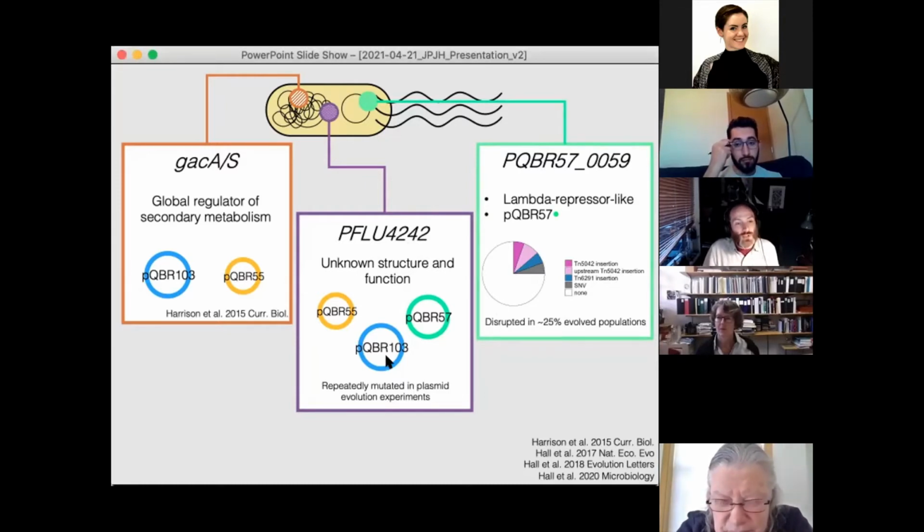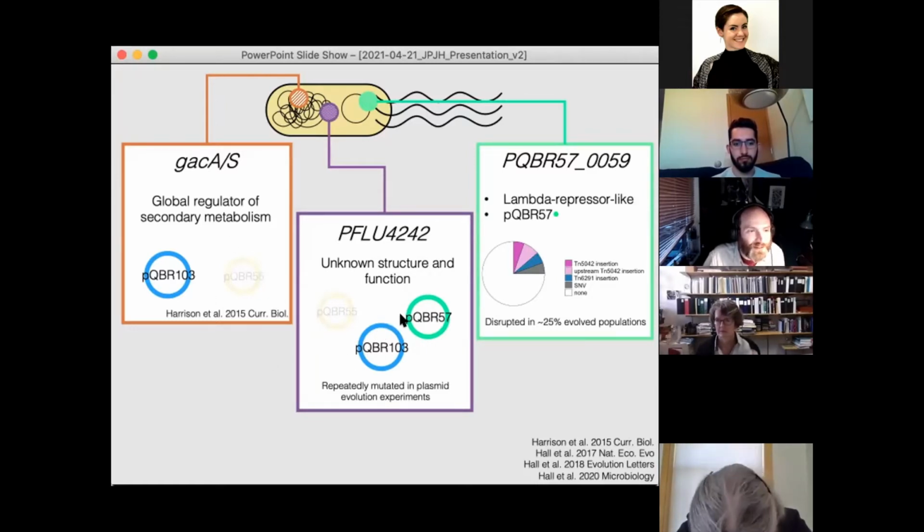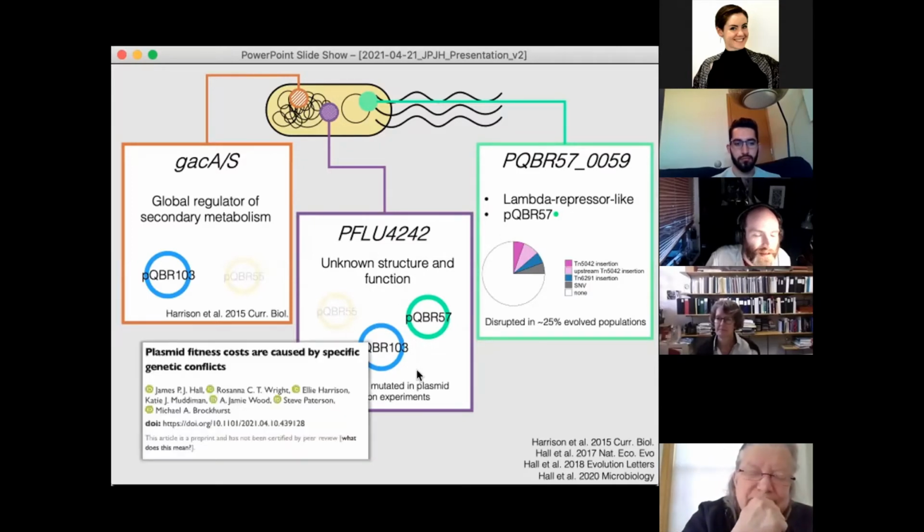And so then what we can do is we can generate mutants in the lab with specific mutations in these genes and see how they affect the fitness cost of the plasmids. I'm just going to focus on these two plasmids, pQBR57 and pQBR103. The reason for that is mutations arise so quickly for this pQBR55 plasmid that it's very difficult to do the controlled experiment. Okay, so this work has been pre-printed on bioRxiv, so you can track it down afterwards.